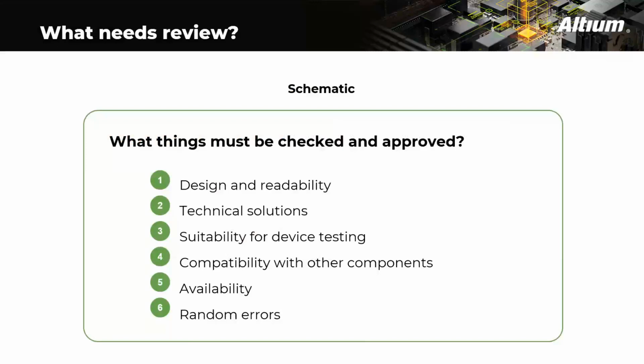Let's first talk about what needs to be reviewed from the schematic side. Number one on our list is design and reliability. We want to take a look at how our schematics are laid out. A good schematic is one that can be easily followed by anyone looking at your design. And we want to make sure that we have selected the right individual components for our project. The operation of our project depends on the individual components used, so it's important to check those.